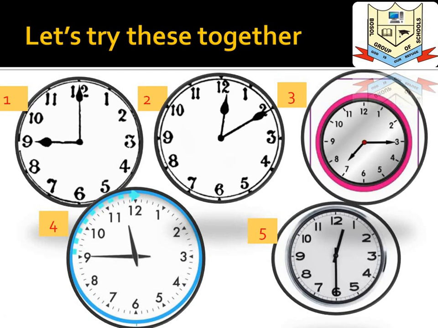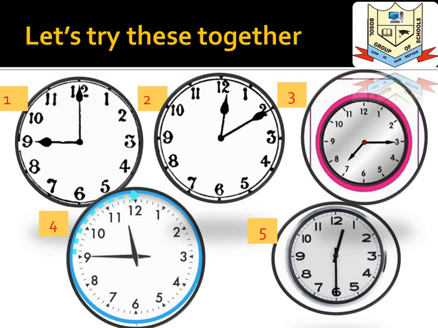Hello, blessed children. Now let's solve this assessment together. We can see different clocks before us, clock number 1 to 5. Now treating clock number 1. Remember, when the long end points to 12, it is telling us that it is o'clock. So when the long end points to 12 and the short end is pointing to 9, it means that the time is 9 o'clock.